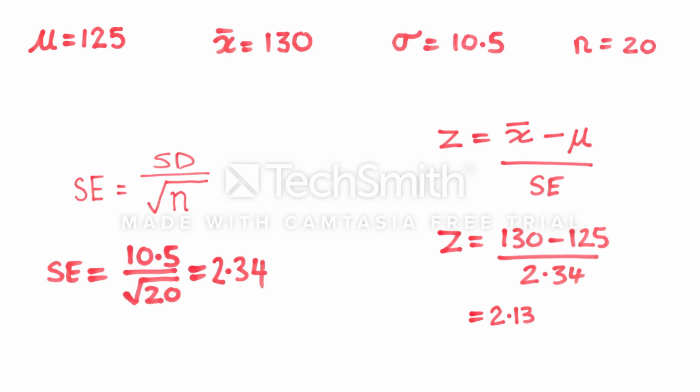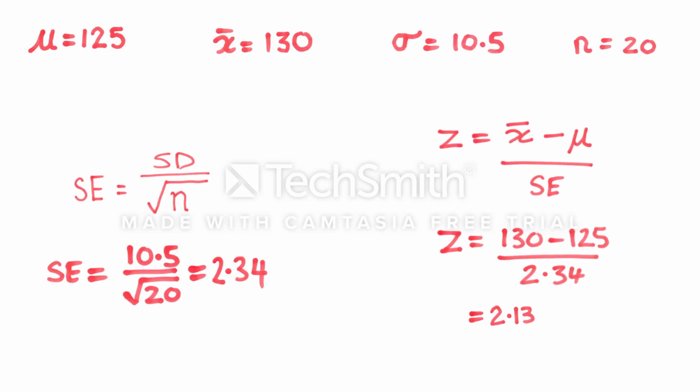If you look at this equation over here, the first thing we're going to need to do is solve the standard error. The standard error is going to equal the standard deviation divided by the square root of n. We've been given that piece of information from the population, so we know that the standard deviation of the population is 10.5. We're going to divide that by the square root of 20, because there were 20 participants that we gave the ginkgo biloba to. This gives us a number of 2.34.